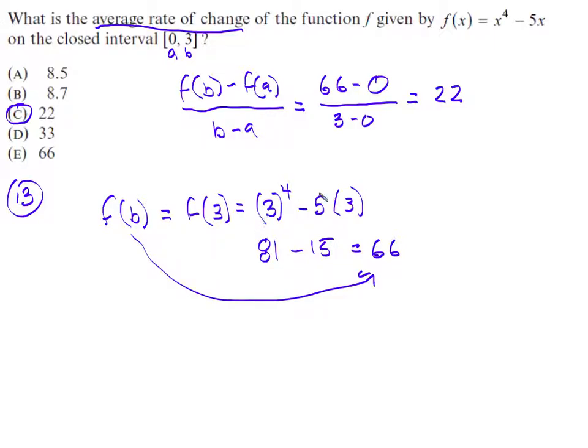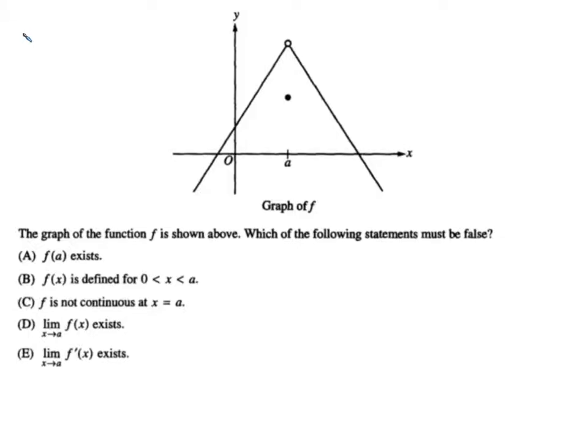All right, let's go to problem number 14. Which of the following must be false? That means that we have 4 things that are true. F of a exists. Translate f of a. What does that mean?